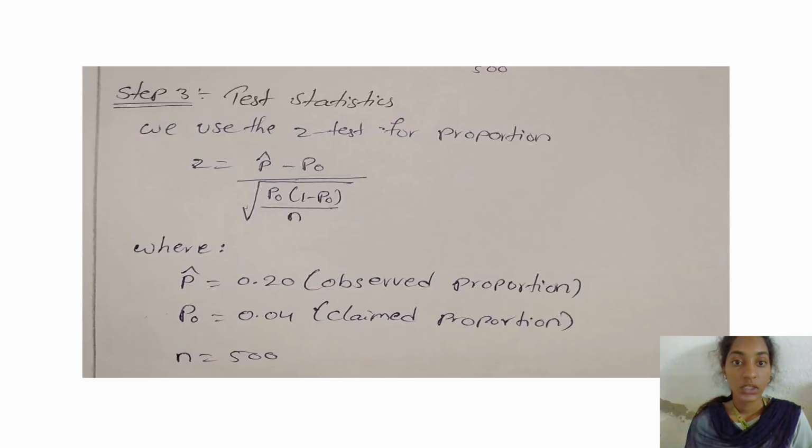Step 3. Test statistic. Here we use the z-test for proportion. Z equals p-hat minus p naught, divided by the square root of p naught times (1 minus p naught) divided by n. Here p-hat equals 0.20, the observed proportion, p naught equals 0.04, the claimed proportion, and n is 500.